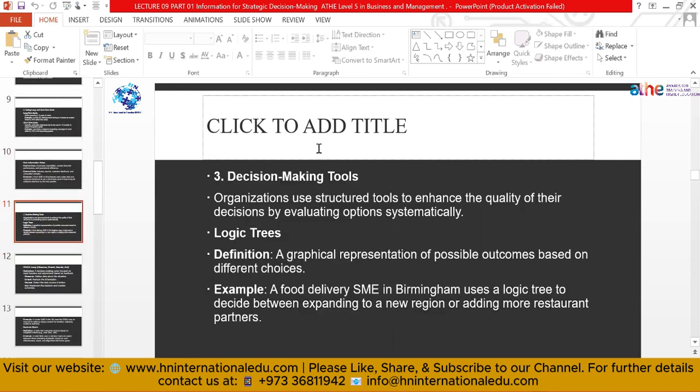Then decision-making tools. Organizations use structured tools to enhance the quality of their decisions by evaluating options systematically, that is, step by step with the procedure.